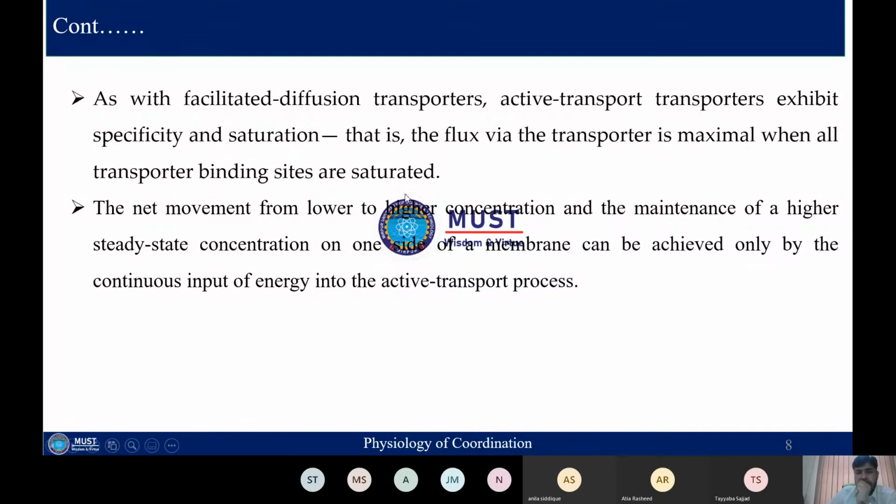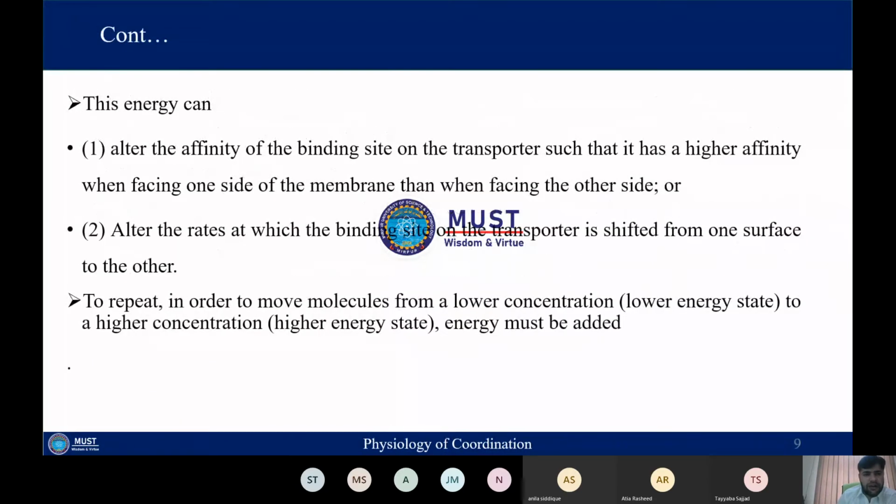And similarly, when we talk about the flux via the transporter protein, the flux will be maximum, or it will achieve the maximum rate, when all the binding sites of these transporter proteins are occupied. Meaning there is complete saturation of these transporter proteins, and the net movement will be from lower to higher concentration, and a higher steady state concentration on one side of the membrane can always be achieved with the help of input of energy. Energy will be continuously required to carry out the process of active transport, because this is uphill movement and it will always require the expenditure of energy.